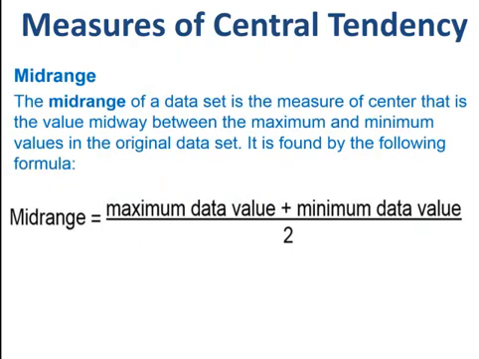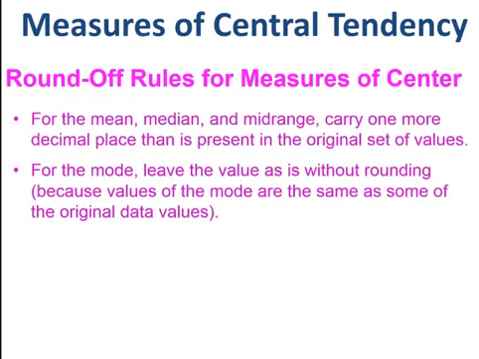The mid-range of the data set is the measure of the center, that is the value midway between the maximum and the minimum values in the original data set. It is found by the following formula: the max data value plus the min data value, divided by 2. That would be your mid-range.